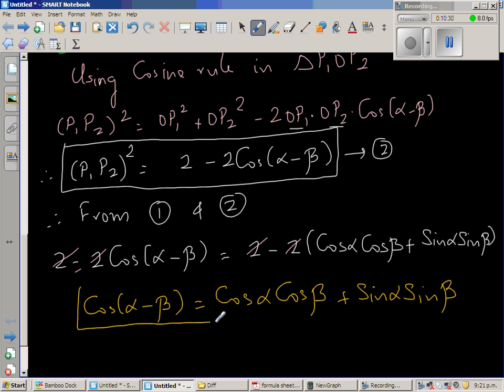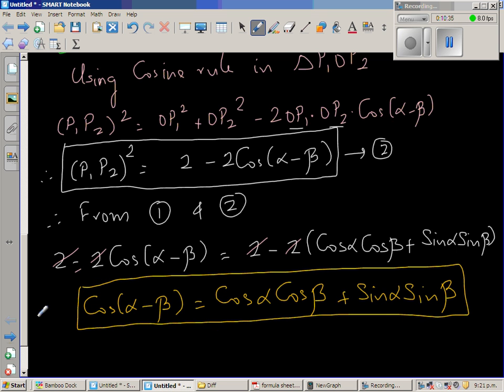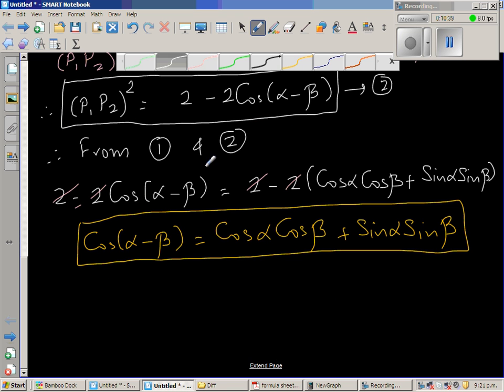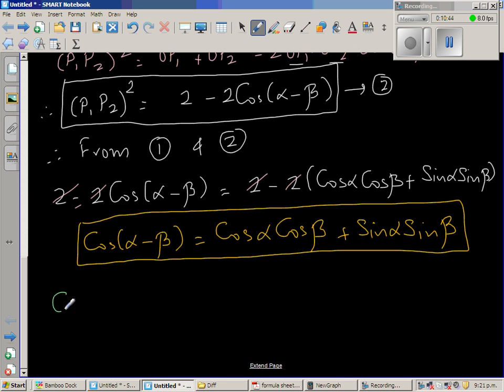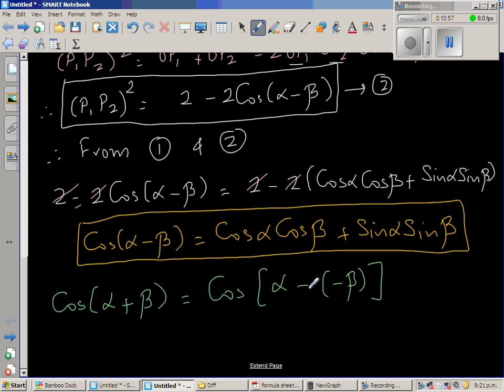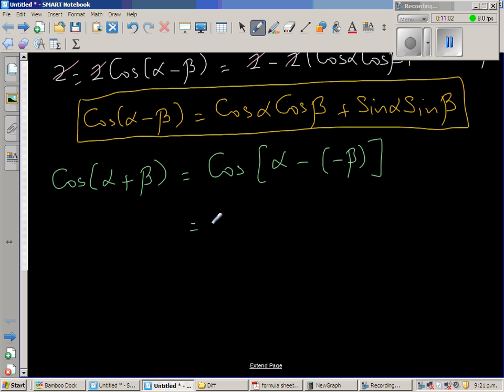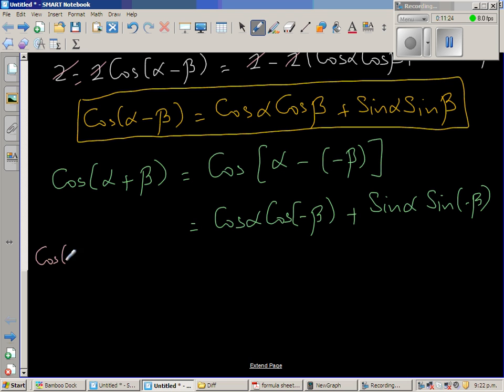Now let me also finish along with this the formula for cos alpha plus beta. The compound angle formula for cos alpha plus beta is the same as cos alpha take away negative beta, because take away negative is positive. So you can use this formula again: cos alpha cos negative beta plus sine alpha sine negative beta. Now cos negative beta is the same as cos beta, I'll explain that, and sine negative beta is minus sine beta.